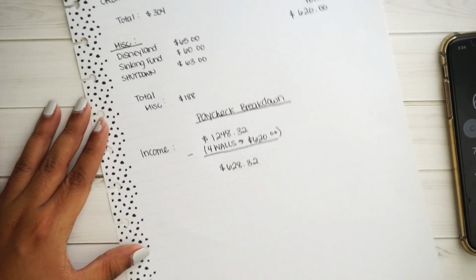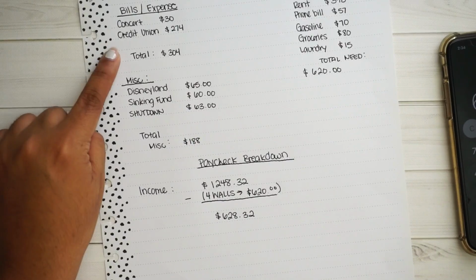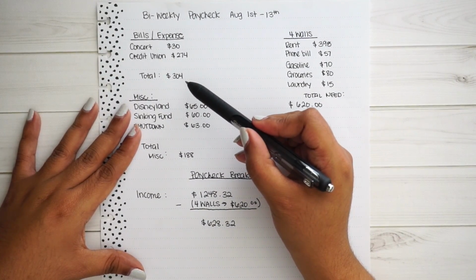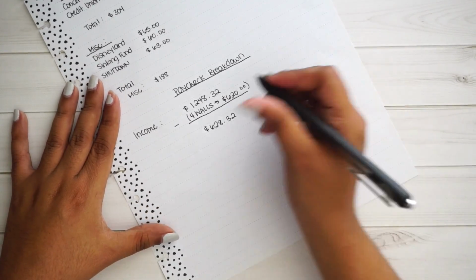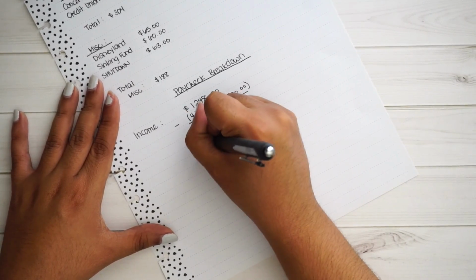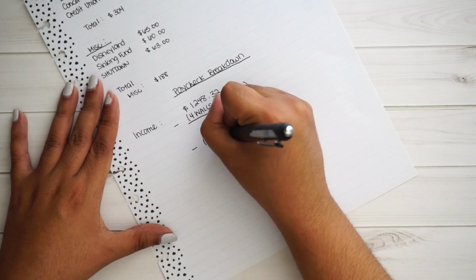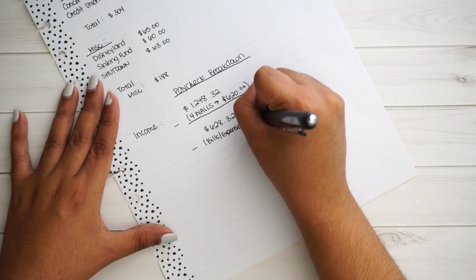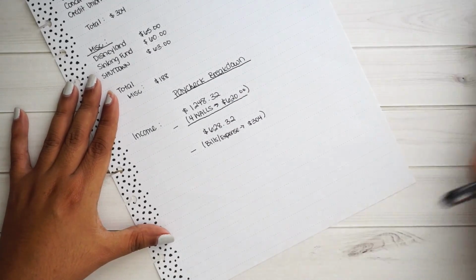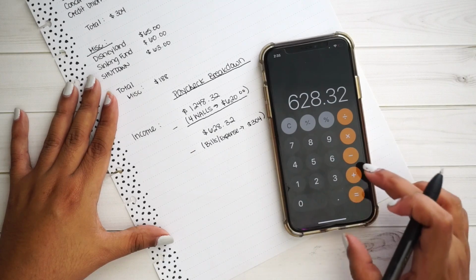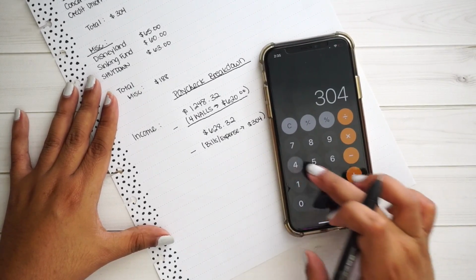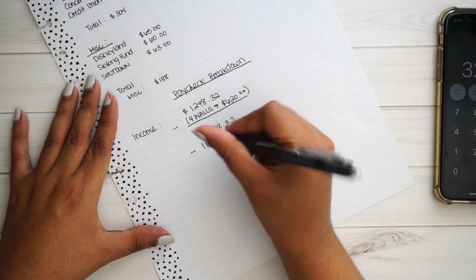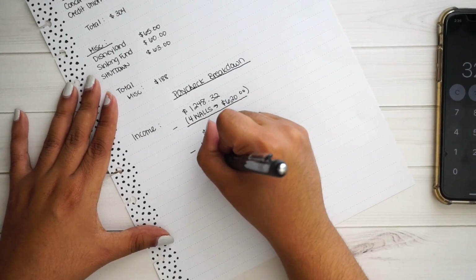So I'm going to go ahead over here, $628.32. Next thing your eyes are going to go to here, bills and expenses. So we know that we need $304 for expenses and bills. So I'm going to go ahead and put subtracted, bills, expenses, and that is $304. So we're going to take our $628 left over with 32 cents, subtracted by 304. We're left with $324.32.